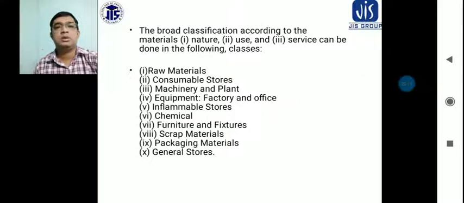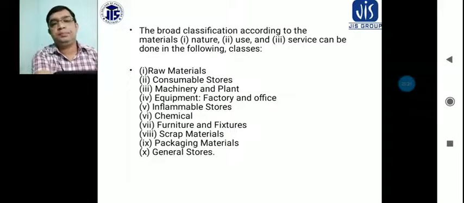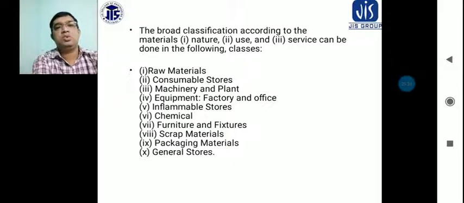And a few cases will be considered according to consumable storage, where materials will be consumable or non-consumable. Basically, suppose the electrode will be considered a consumable store material, which will be required for the storage. Machinery and plants also will be considered: the machinery parts, the plant and equipment, the factory and office, the inflammable storage, the chemical, furniture and fixtures, and scrap materials will also be considered according to this type of classification.